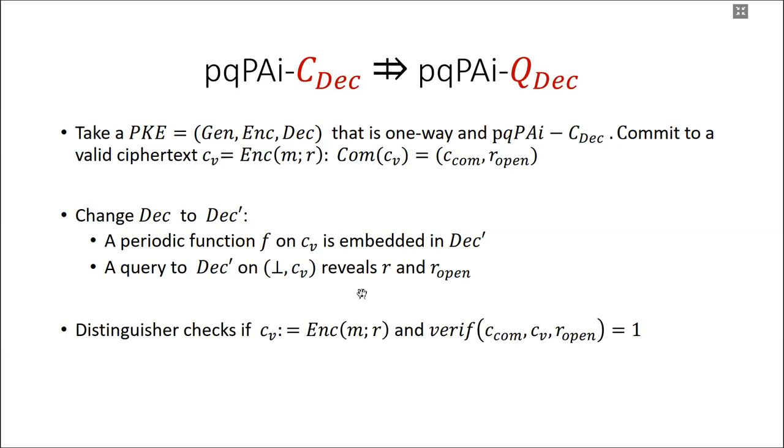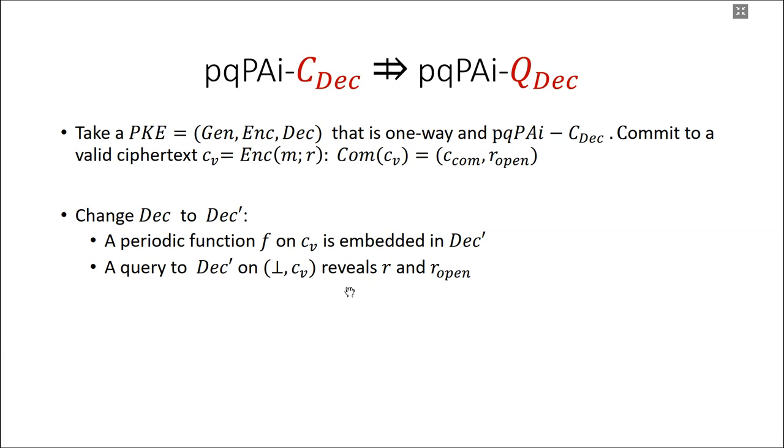So we show that this public key encryption scheme with the new decryption oracle Dec prime remains PQPA1 CDEC. This holds because the quantum adversary with classical access to this function f cannot get CV, and therefore cannot get R and R open. So this scheme remains PQPA1 CDEC.